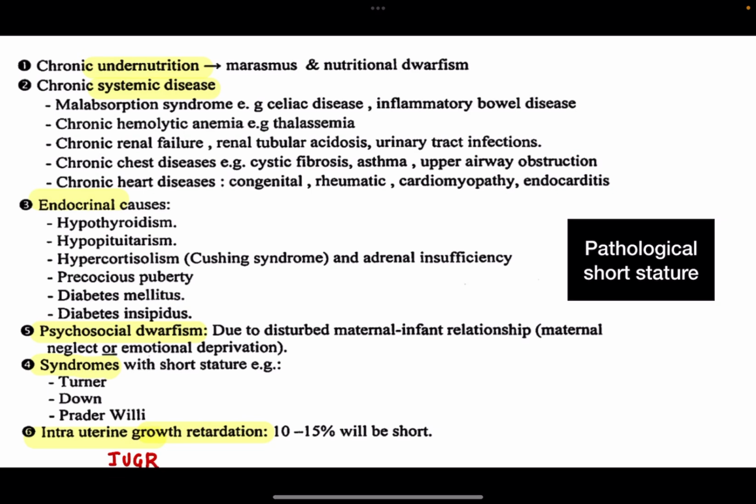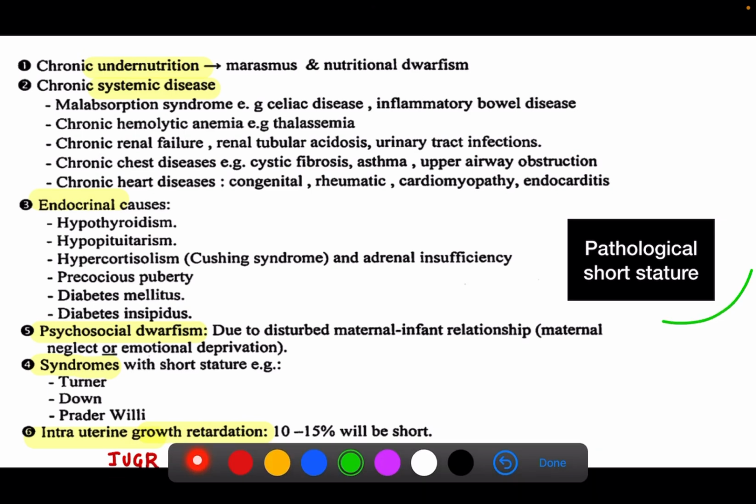These are the causes of pathological short stature. Any chronic undernutrition like marasmus, nutritional dwarfism, any chronic systemic diseases like malabsorption syndromes, chronic hemolytic anemias, chronic renal failure, chronic chest diseases, chronic heart diseases lead to pathological short stature.